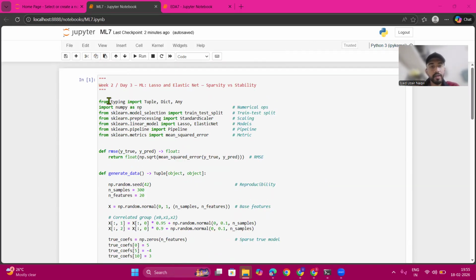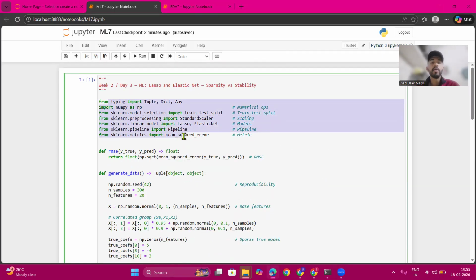First things first, we'll be importing all the important libraries such as NumPy, sklearn model selection, sklearn preprocessing, linear model, and pipeline, with an additional metrics. We know all the things we have already discussed, except the metrics one, that is the mean squared error.